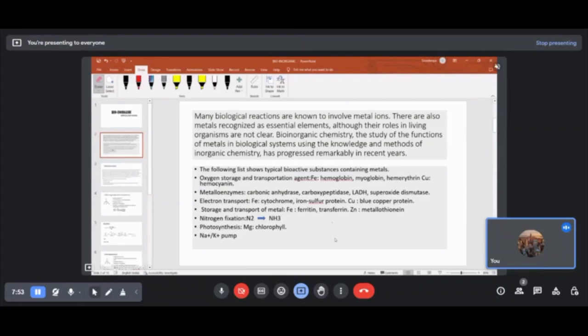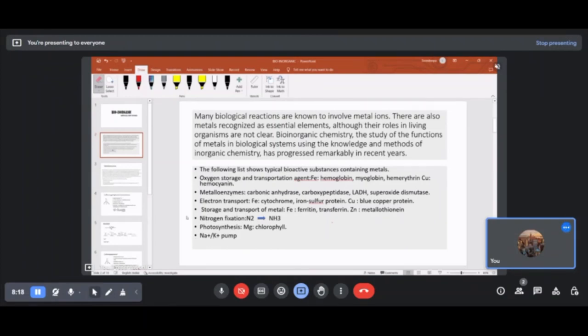Nitrogen fixation. This method uses atmospheric nitrogen and converts it to ammonia. During this process, the most important metalloenzyme used is nitrogenase. Next, we have photosynthesis. During photosynthesis, chlorophyll is one of the metalloproteins which has magnesium as its metal ion. Again, we have the sodium potassium pump.